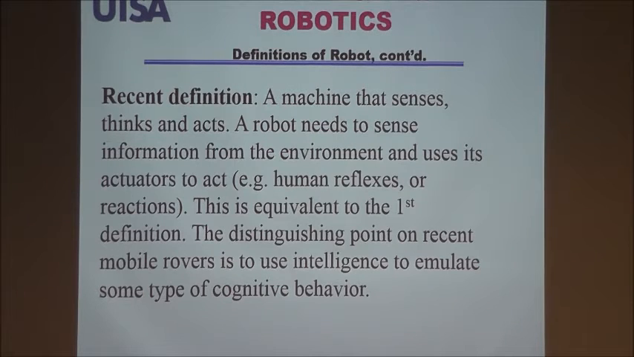The recent definition is a machine that senses, thinks, and acts. This is the definition in your textbook. A machine that senses, thinks, and acts. A robot needs to sense information from the environment and use it to actuate something to happen, like human reflexes for reactions. This is equivalent to the first definition. The distinguishing point here is that a mobile robot uses intelligence to emulate more types of cognitive behavior.